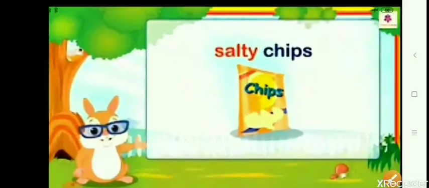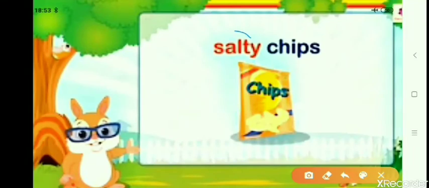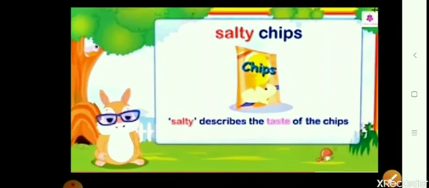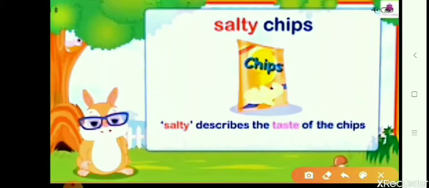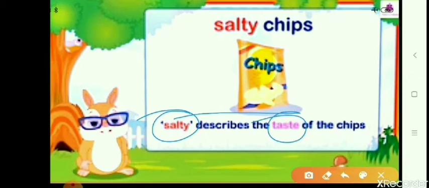Then we have salty chips. Salty chips. Here, how do the chips taste? It is salty. Chips is salty. So salty is the taste of the chips. Then you can see here, salty is the describing word and it describes the taste of the chips.